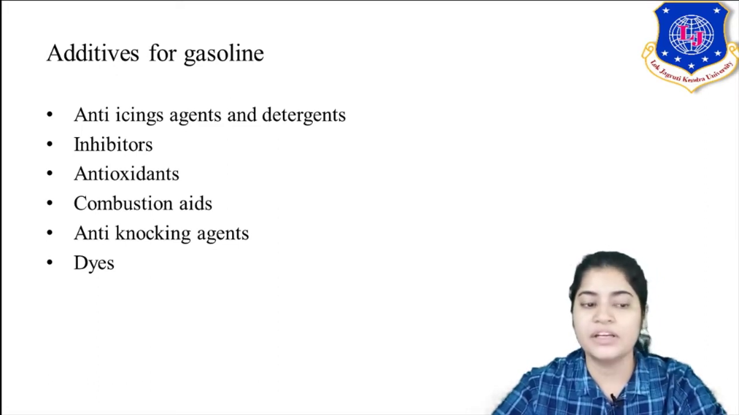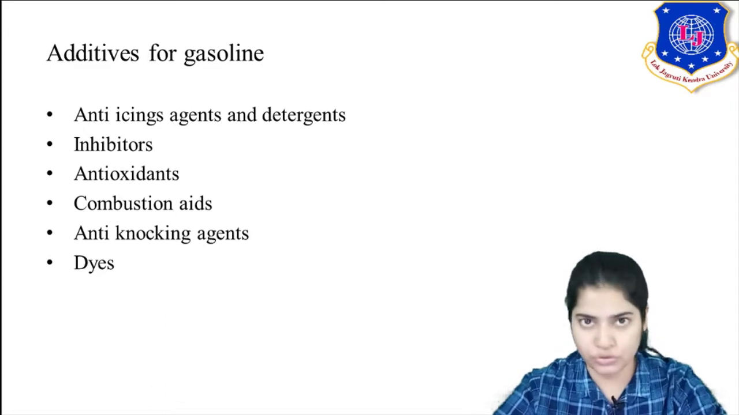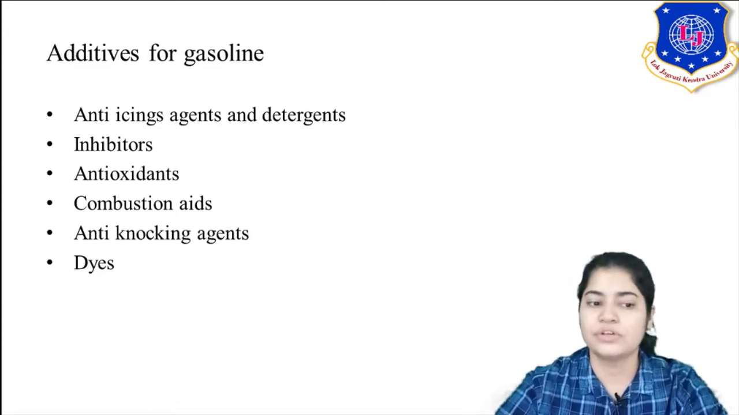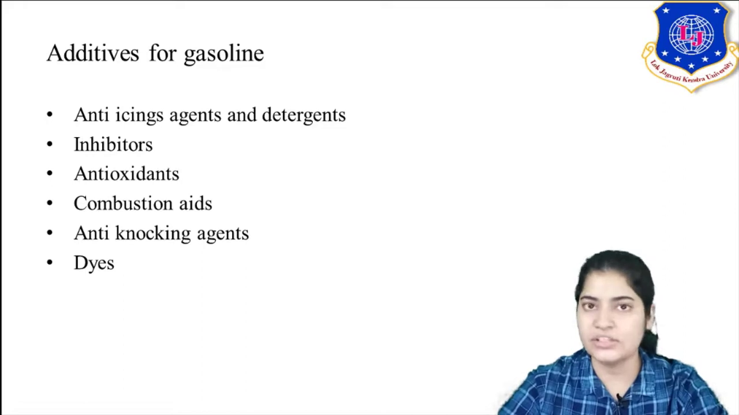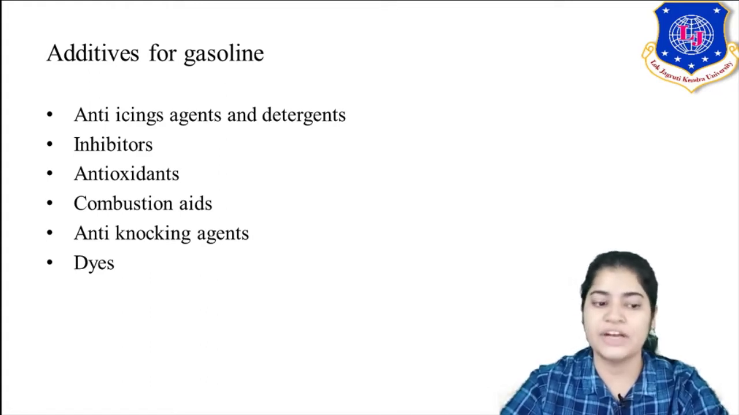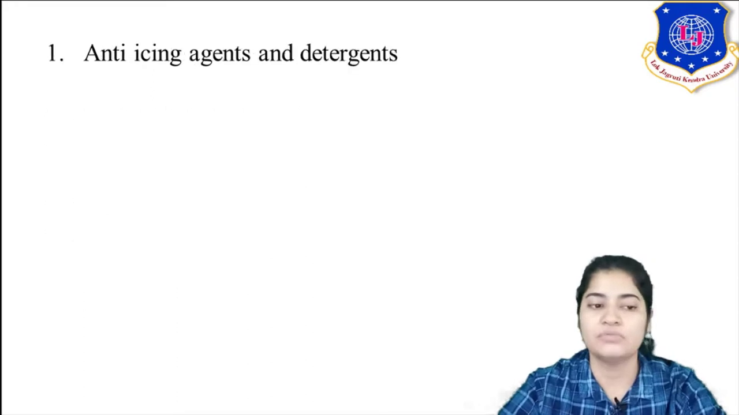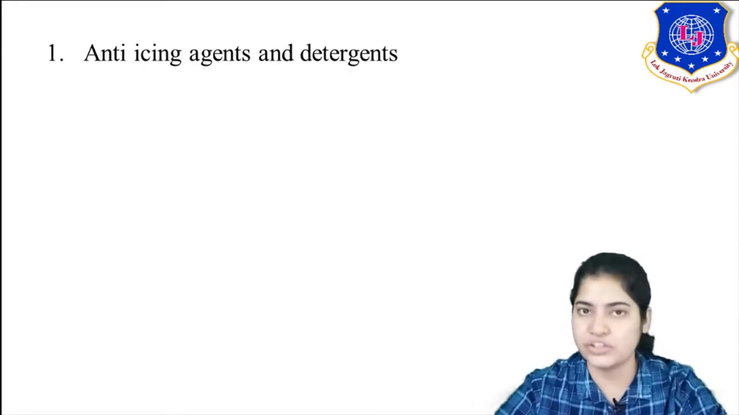Inhibitors are used to inhibit corrosion. Antioxidants are used to prevent the oxidation reaction. Combustion aids are used to aid and increase the combustion. Anti-knocking agents, which we discussed in gasoline when talking about octane number, are used to decrease the knocking characteristics of the fuel. And finally, dyes are there. So, moving forward with anti-icing agents and detergents.